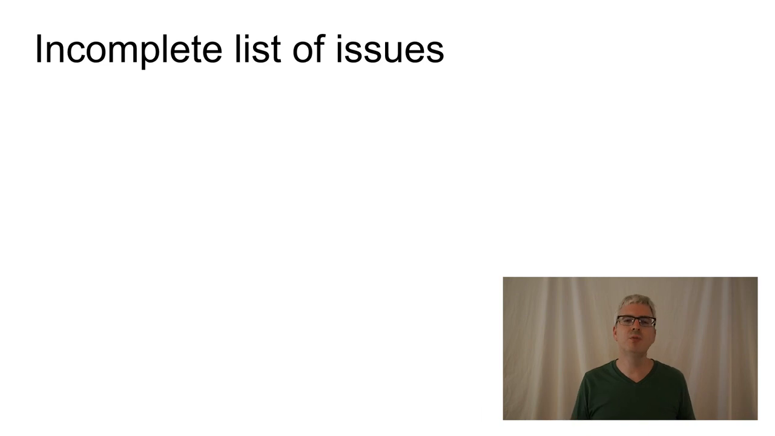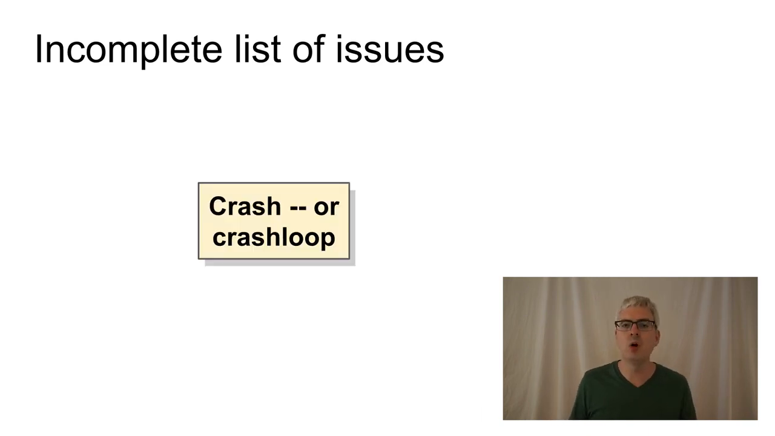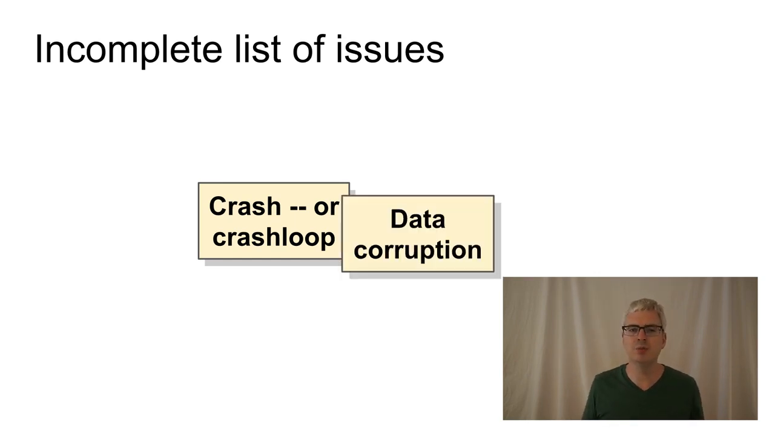Welcome back. Here's my incomplete list of things that could possibly go wrong. One or more processes stops, or worse yet, it stops, then comes back up, and then stops again, and comes back up, in a crash loop. Data corruption. You get bad data appearing where you least expect it. You read something from disk and it's actually incorrect. Even worse, you read it from disk, it's incorrect, but it looks plausibly correct.